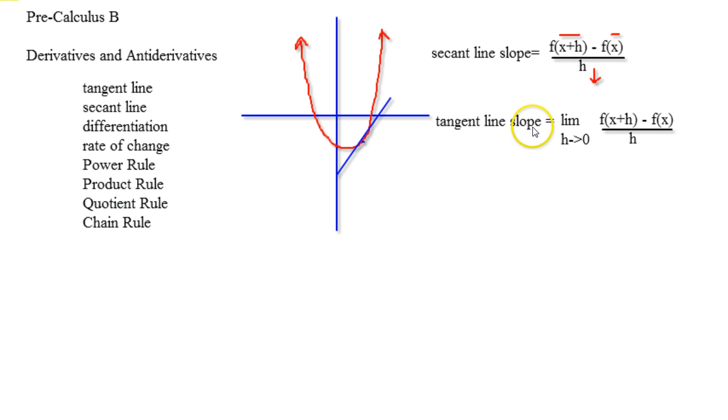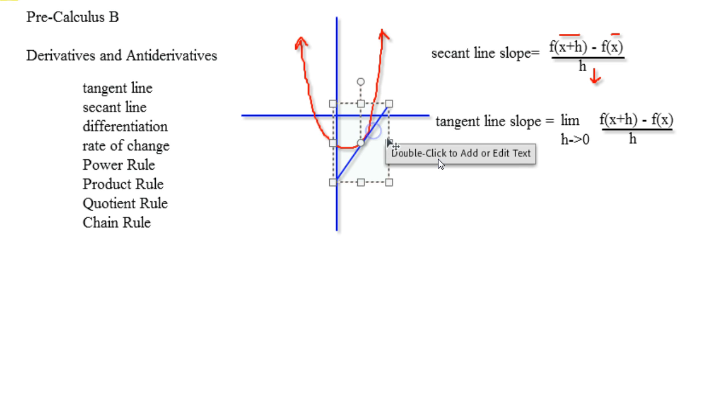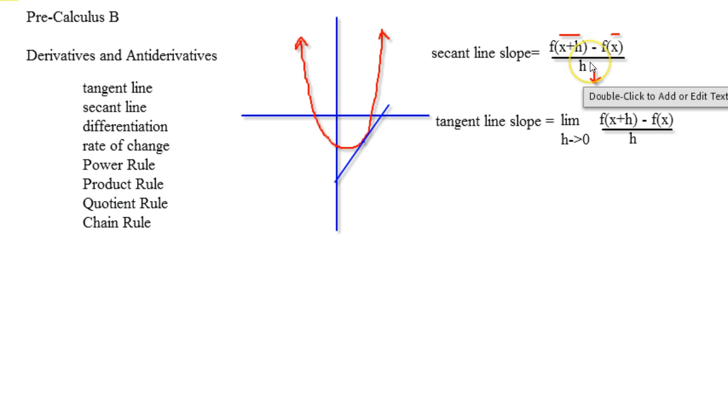The tangent line slope is the limit as h approaches 0. So in other words, as the two secant points get closer and closer to each other, the change in x gets to be nothing. So that's why this goes down, and since the change in h becomes nothing, this becomes 0, and we need a limit because we can't divide by 0. So that's what we end up working with.